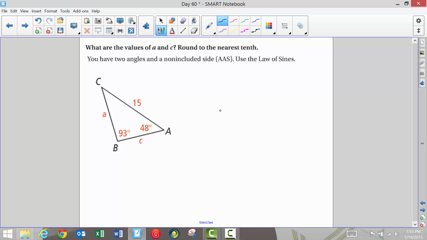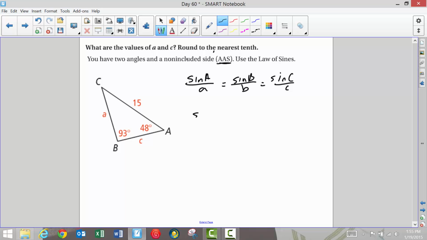So I want to know the values of A and C, and I want to round to the nearest tenth. Here I have two angles and the non-included side, so I already know it's angle angle side, therefore I have to use the law of sines. So I'm going to write down the formula for law of sines. I know it's the sine of A over A, the sine of B over B, and the sine of C over C. So I have everything labeled A, B, and C, so I'm just going to fill in everything.